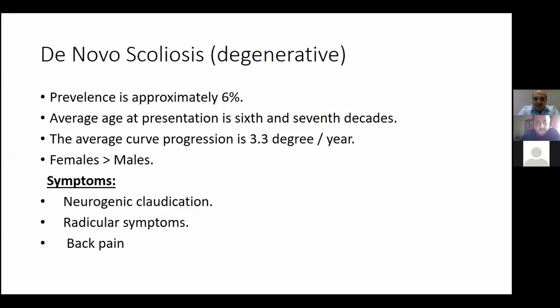The prevalence is approximately 6%. Average age at presentation is the 6th and 7th decades. The curve progression is 3.3 degrees per year. Usually females more than males. Symptoms are different from the pediatric age group. Usually these patients present with pain. They have neurogenic claudication, radicular symptoms, and back pain.